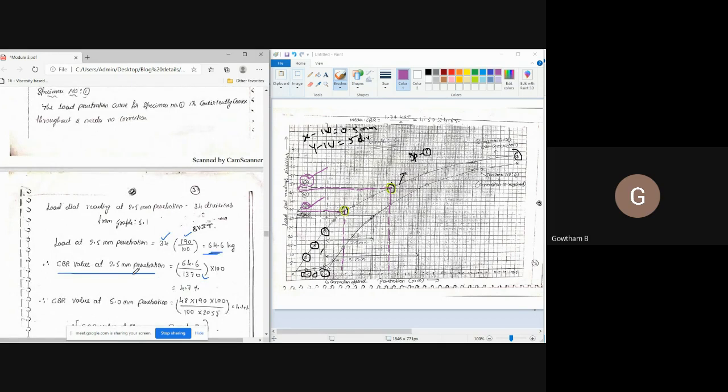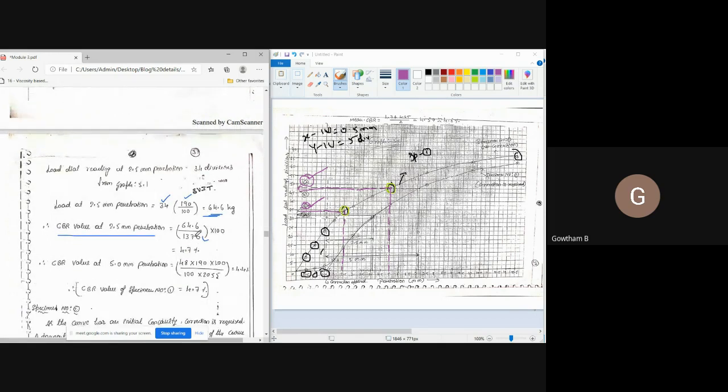As per the CBR definition, the CBR value at 2.5 mm penetration is equal to 64.6 divided by the standard load at 2.5 mm penetration, which is 1370, multiplied by 100. The CBR value of the soil is 4.7 percent.